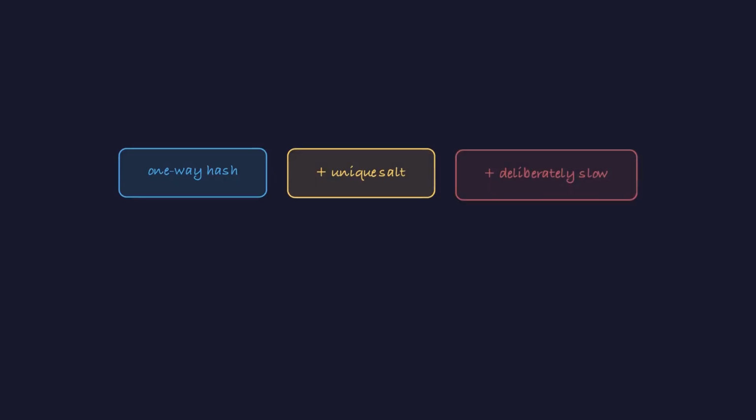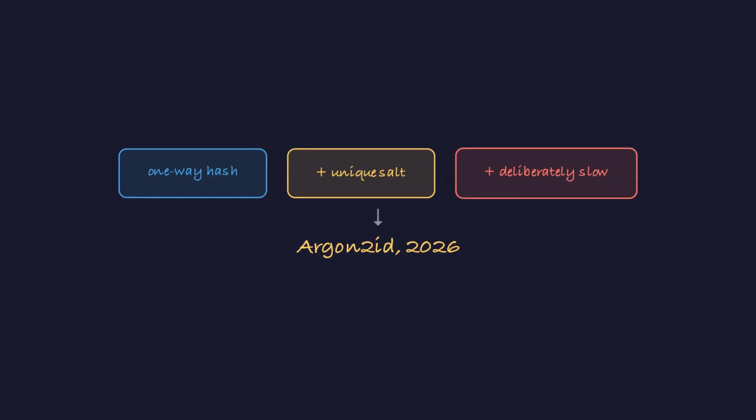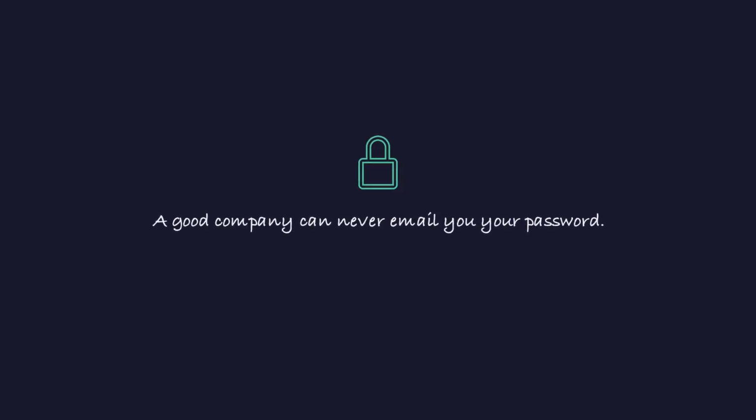So here's the whole idea together. Never store plaintext. Never even encrypt, that's reversible. Use a one-way hash, salt every password, make it deliberately slow. In 2026, that means Argon2id, and that's why a good company can never email you your password. They genuinely don't have it. Just a salted, slow, one-way proof that you know it.